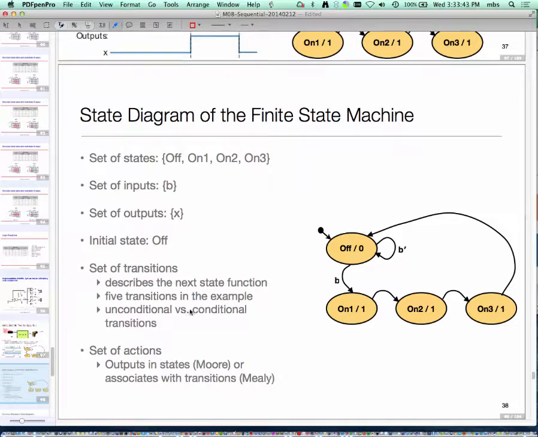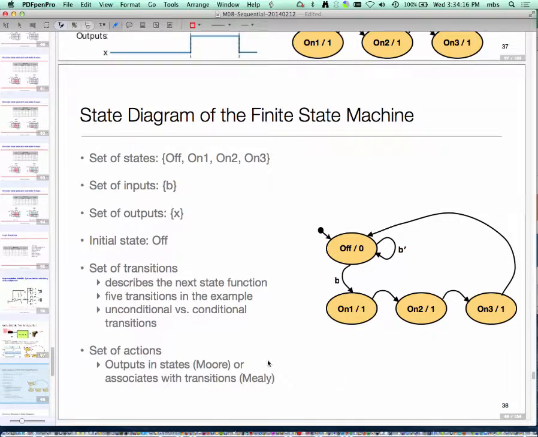In this example, I have 5 transitions, right? Off to on 1, stay put at off, on 1 to on 2, on 2 to on 3, and on 3 back to off. So there are 5 edges. Those are our set of transitions. One thing you notice is that in this example also, some transitions are conditional. They depend upon some condition based on the input. In this case, the condition is very simple: B equal to high or B equal to low. Other transitions, such as these other 3 edges, are unconditional. They basically, at the next clock tick, you move on.